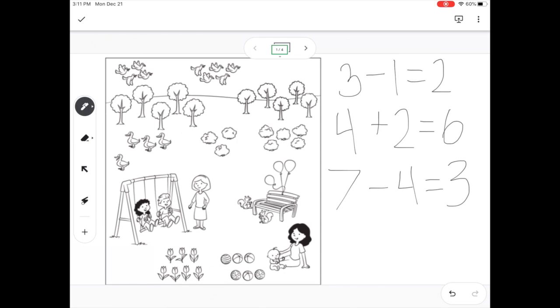So friends, we can use pictures and we can use symbols like the flowers and the balloons and the ducks to help us do some math equations. It can help us do addition, which remember is the plus sign, and it can help us do subtraction, which remember is the takeaway sign.